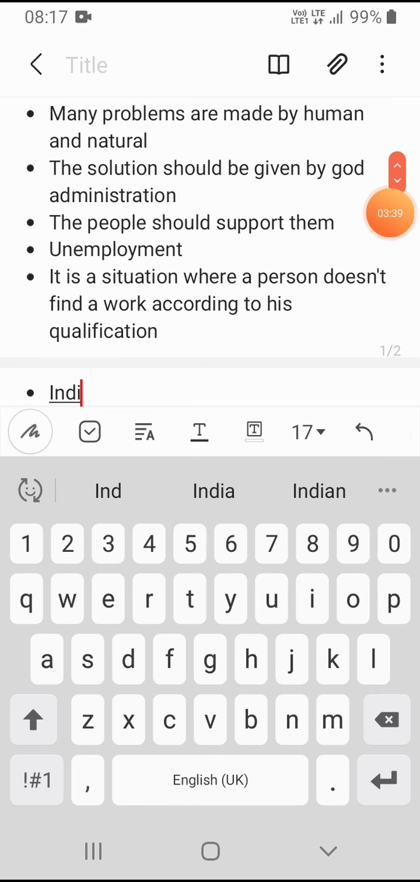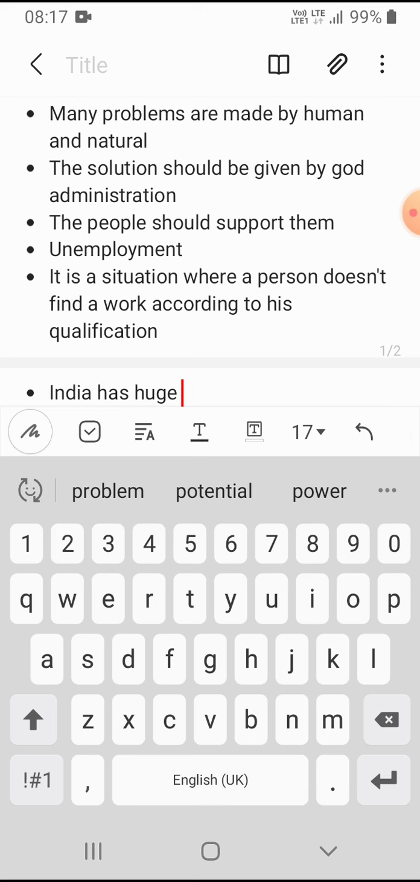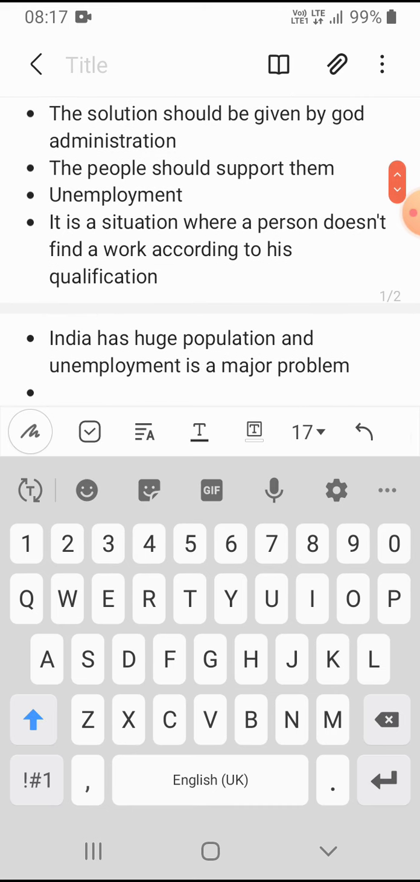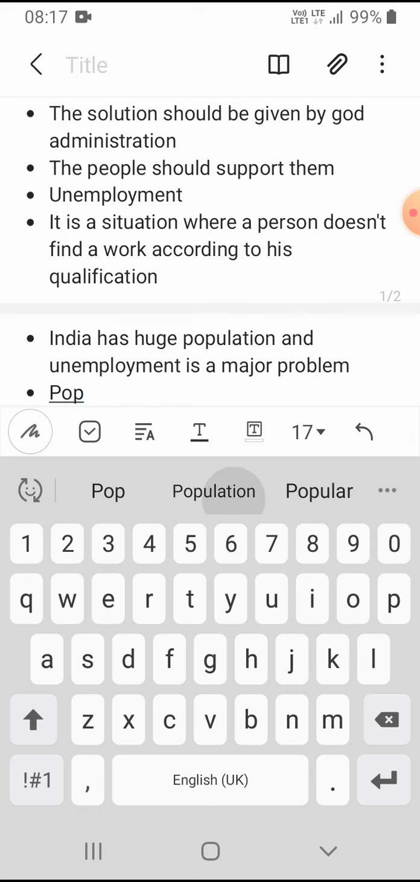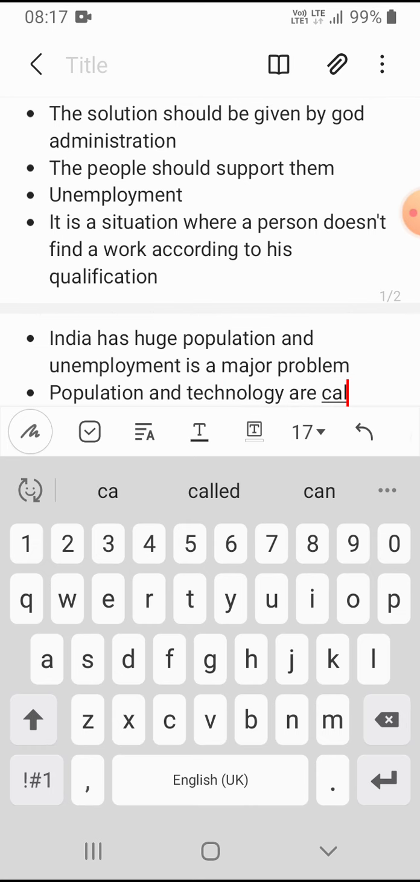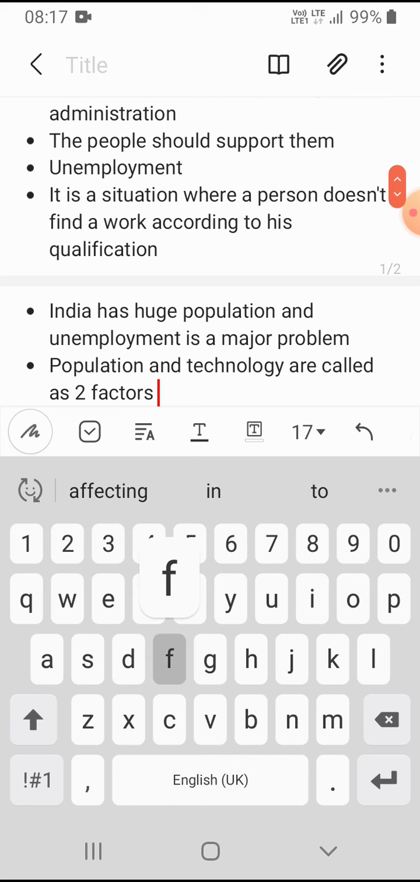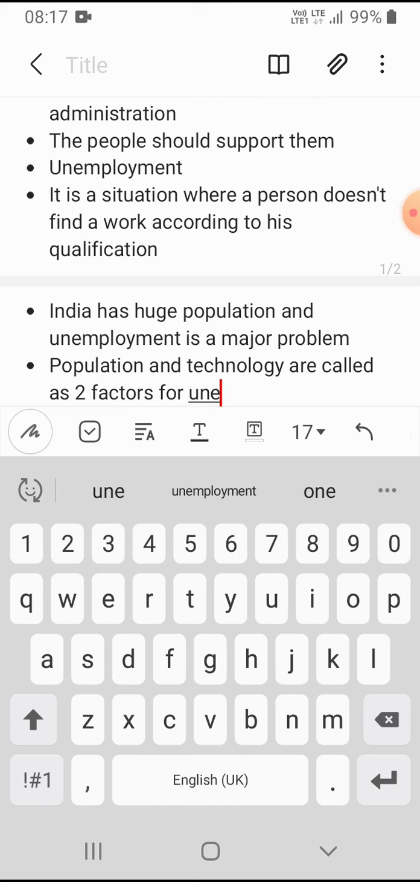As you know, India has a huge population, and unemployment is a major problem for India. And population and technology are called the two factors for unemployment.